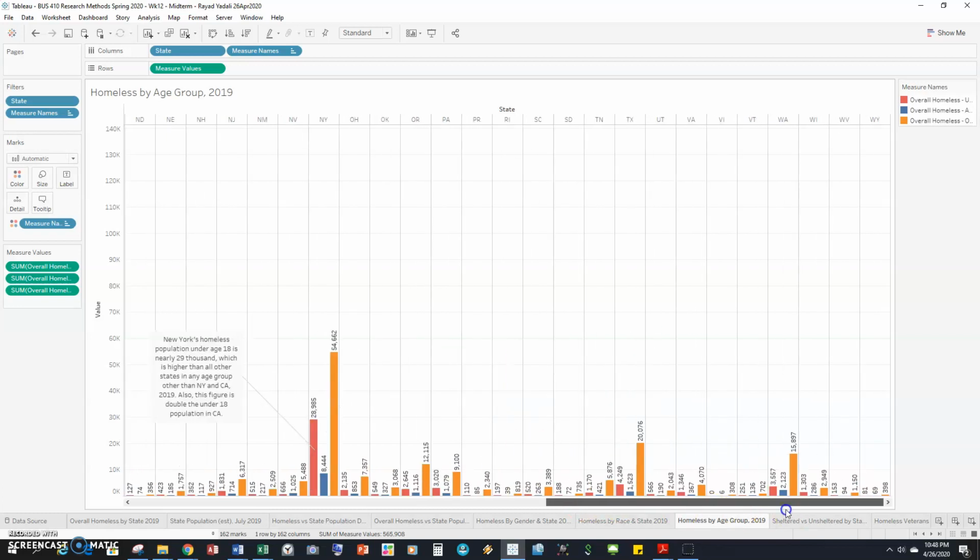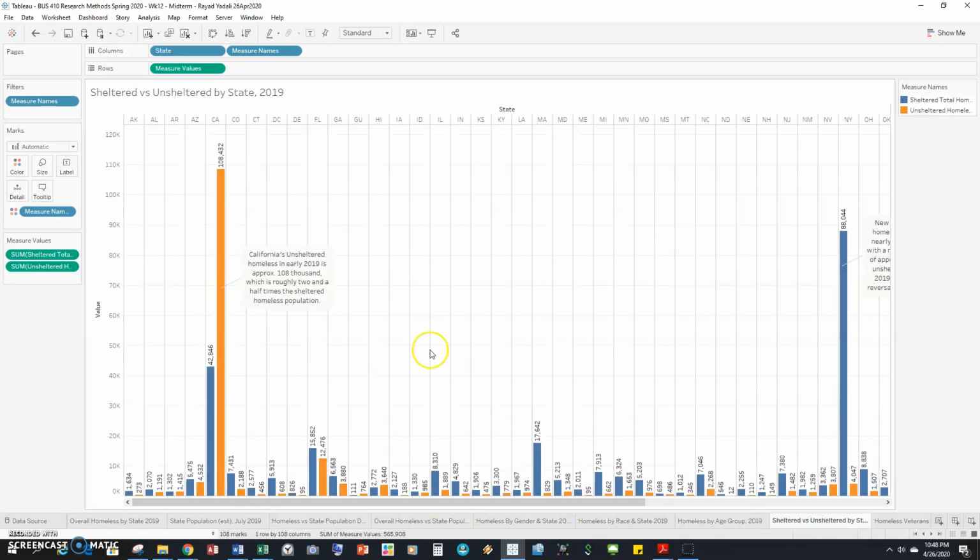So that's very interesting to notice, that there's a very high homeless population in New York under the age of 18. So we keep moving, sheltered versus unsheltered. I want to say this is basically for people that are actually homeless and categorized as living in a shelter versus those that are on the streets. California has a much larger population of unsheltered at 108,000 and change versus its sheltered population.